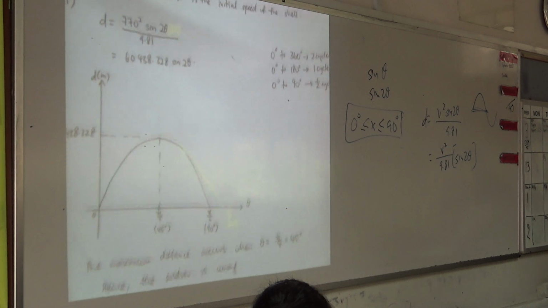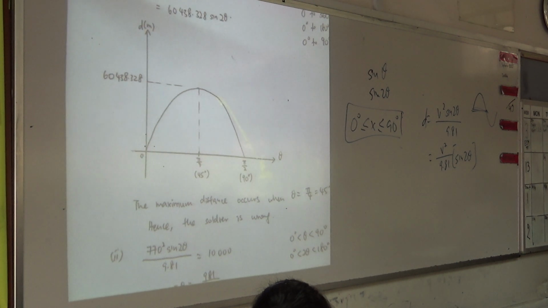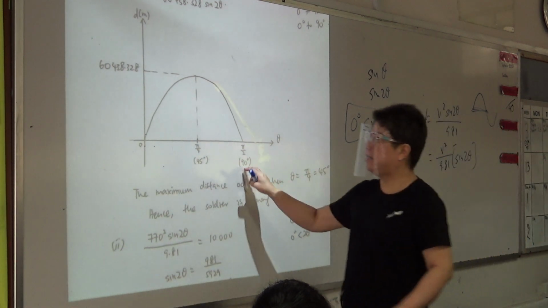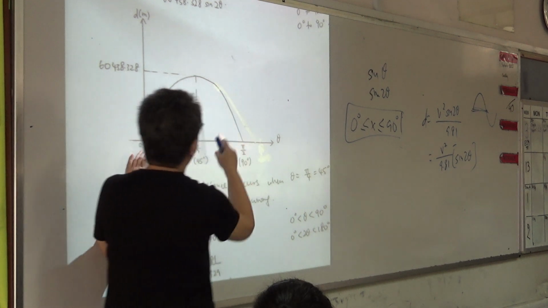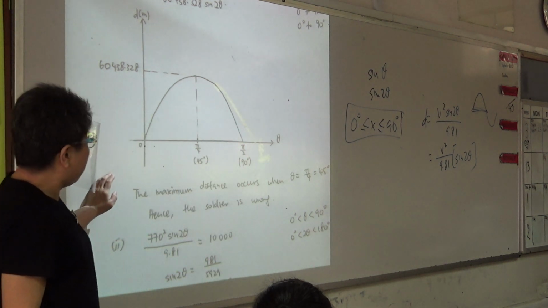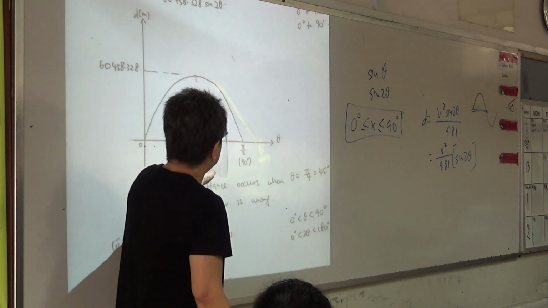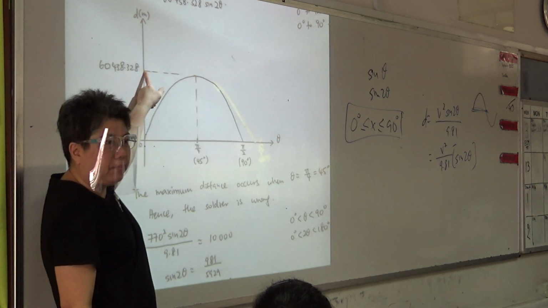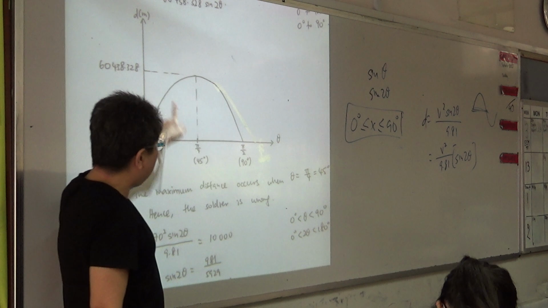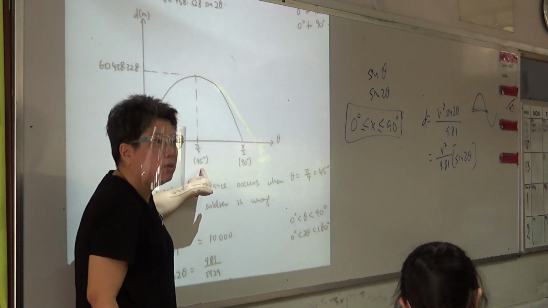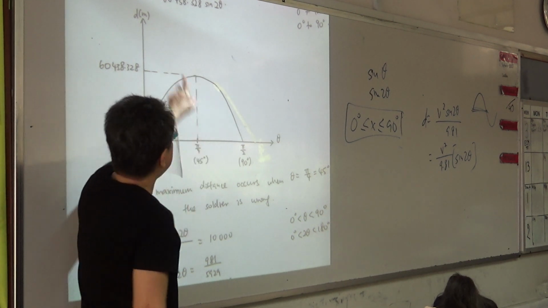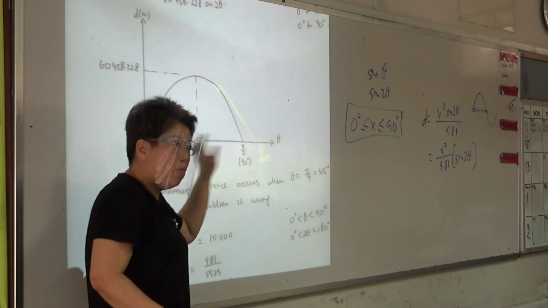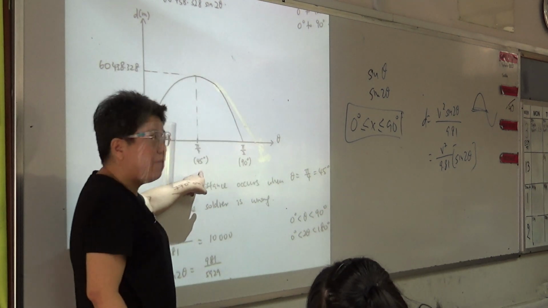My graph will be like this. From 0 to pi over 2, or 90 degrees, it will go like this, right? Now, when it is at pi over 4, it will reach the maximum, right? And pi over 4 is how many degrees? 45. Can you see that this distance d is the highest? That means it's the furthest away when it is 45 degrees, right?